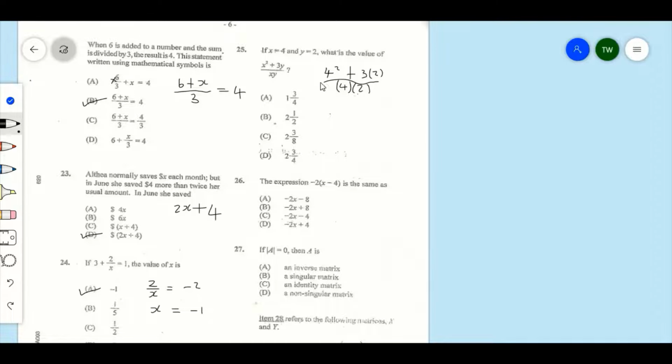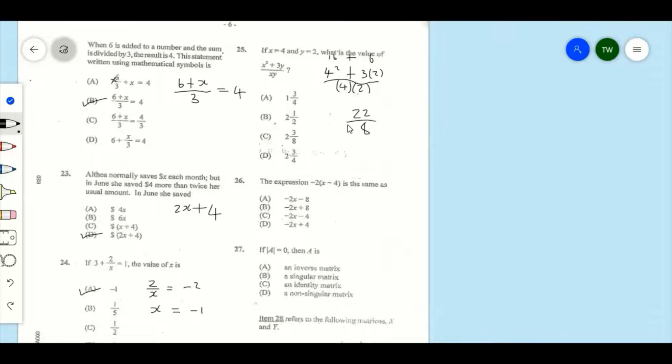Right? Now clearly you can see 4 squared means 4 times 4, that's going to be 16, plus 3 2's, that's going to be 6. So it's going to be 16 plus 6. So 16 plus 6 is going to leave us with 22 over 8, right?